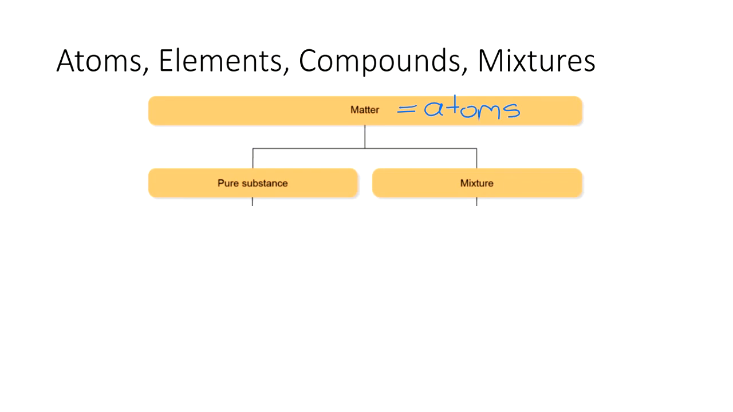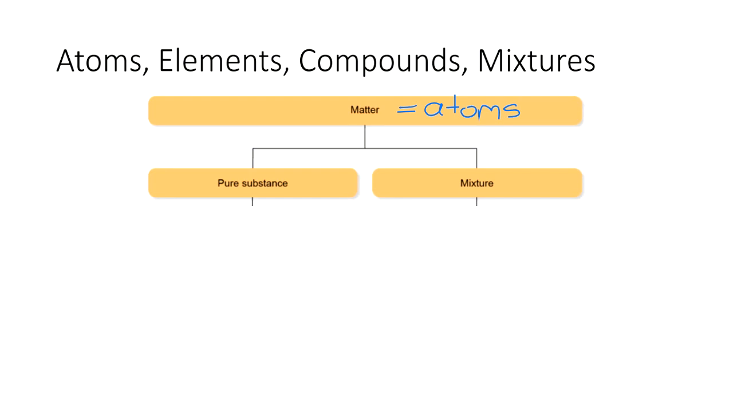Atoms are the smallest particles of any element that still have the characteristic of that element. So atoms of calcium are going to look exactly the same. Atoms of sodium are going to look exactly the same, etc. Now, matter we can divide into two categories.